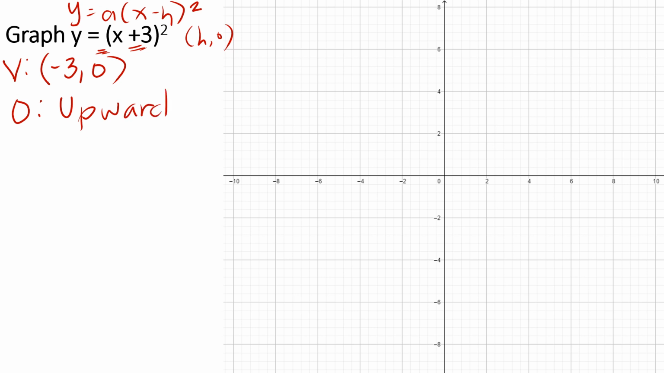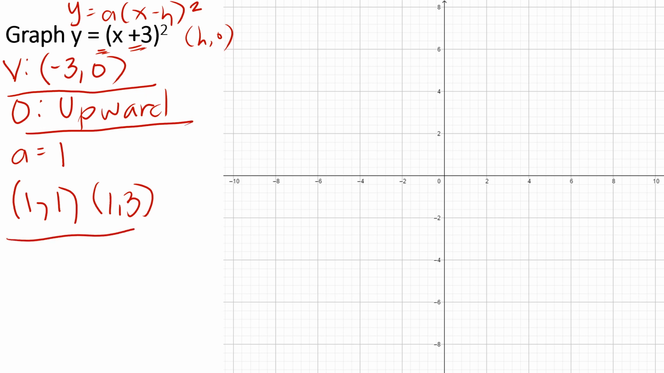Tapos, ang value ng a natin, wala namang 2, walang 3, that's value of 1. So, ang pattern natin pag 1 ay 1, 1, tapos 1, 3. Yan. Kompleto na. Vertex, opening, pattern. So, simulan na natin. Kuhanin muna natin yung vertex natin.